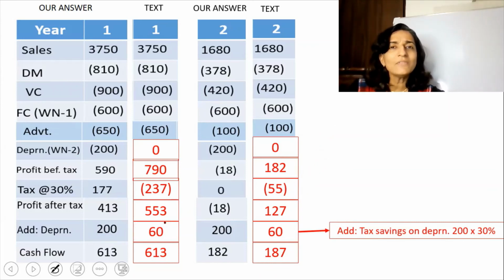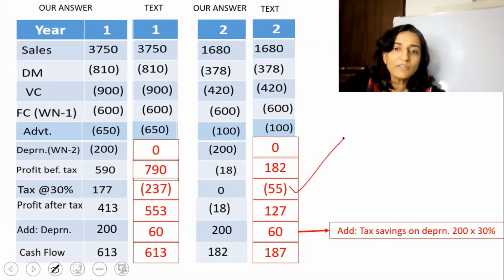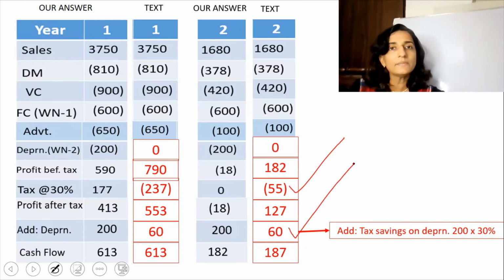What do you mean by tax savings on depreciation? It means we get a reduced amount of tax because of depreciation, right? That is the meaning of tax savings on depreciation. We don't need to pay a higher tax. Because of this admissible expense, we need to pay a lower tax. But what is the amount of tax that they have paid? The amount of tax that they have paid is only 55. Now listen carefully. When the amount of tax paid is only 55, how can the tax savings be equal to 60?